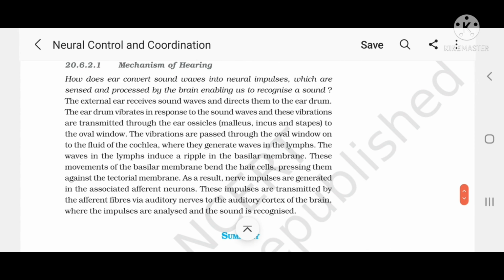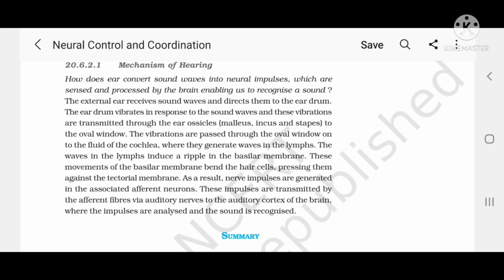20.6.2.1 Mechanism of hearing. The external ear receives sound waves and directs them to the eardrum. The eardrum vibrates in response to the sound waves, and these vibrations are transmitted through the ear ossicles, malleus, incus, and stapes, to the oval window. The vibrations are passed through the oval window onto the fluid of the cochlea, where they generate waves in the lymph. The waves in the lymph induce a ripple in the basilar membrane.